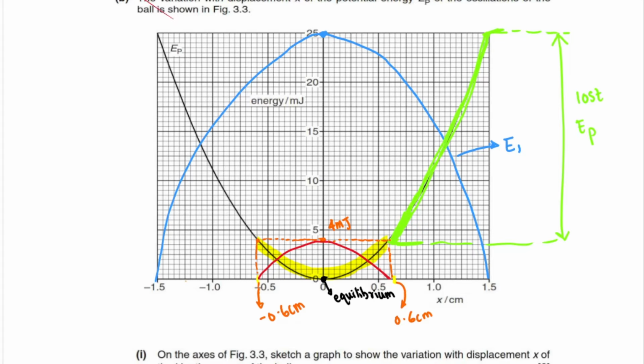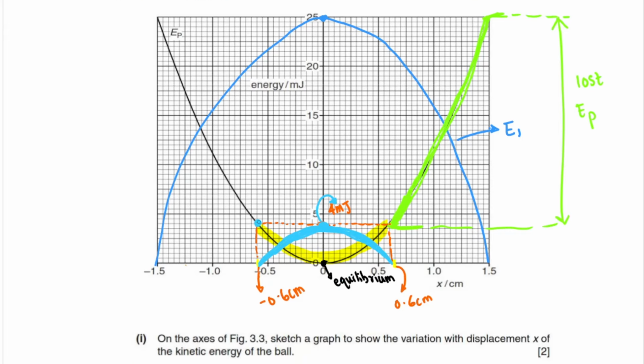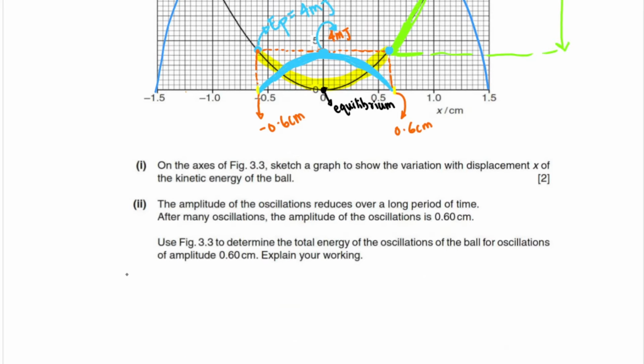Okay, let me use a different color. Confusing. Let's use blue. This will become the new kinetic energy graph. Our kinetic energy is 4 millijoules at equilibrium, and hence, after the loss, the maximum potential energy at the two ends, or on either side of the equilibrium position during maximum displacement, is also 4 millijoules. Now let's solve the question.